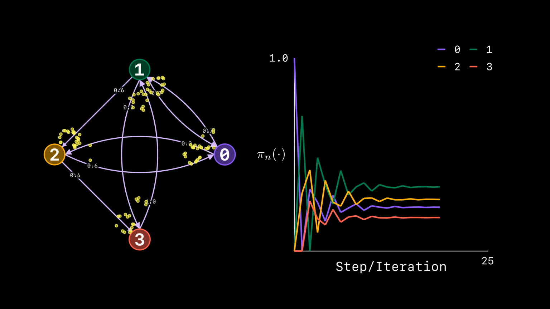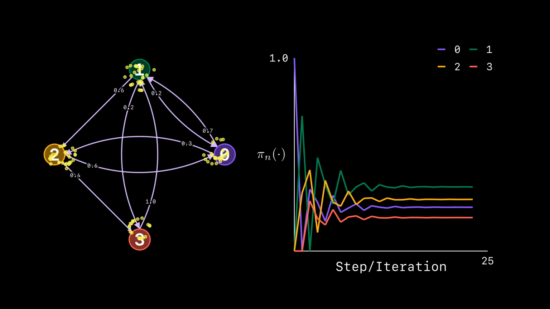In a general sense, what we mean by convergence is that any initial distribution, after a large number of steps, settles into the eventual stationary distribution.